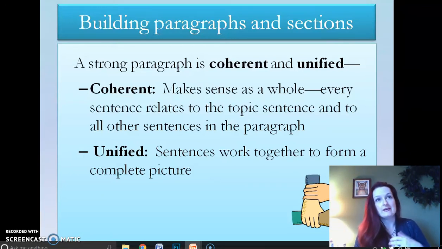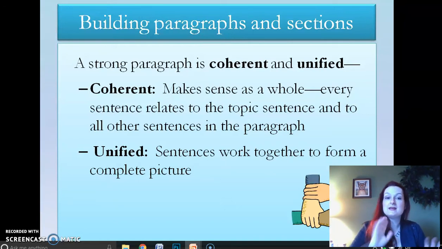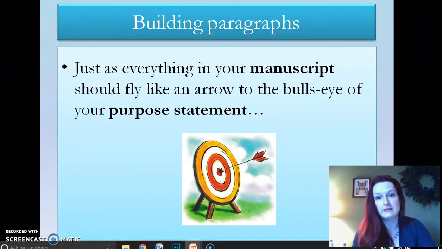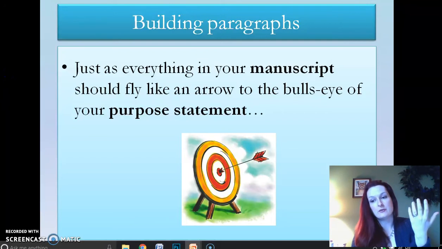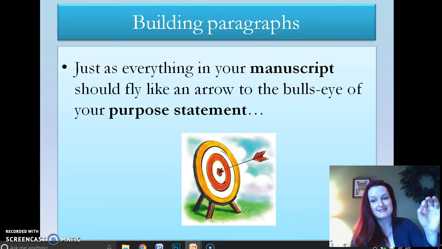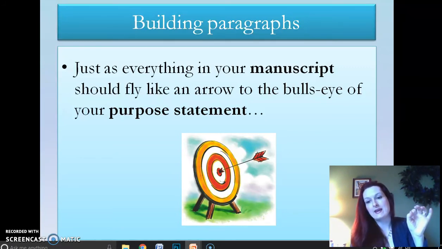It's got to either get cut completely, or you got to find another place to put it where it is relevant. And that's coherence. And unified means that all the sentences are working together to form a complete picture. So it's logical. They're all kind of working together to build toward that main idea and develop that main idea. I like analogies. So you can think of a dartboard, and you can think of your topic sentence as the part in the middle, that little target that you're aiming for.